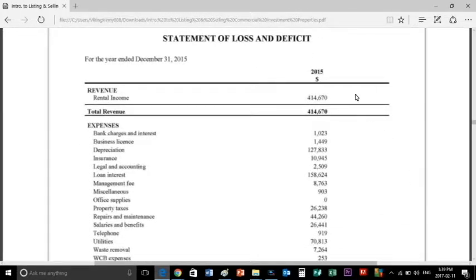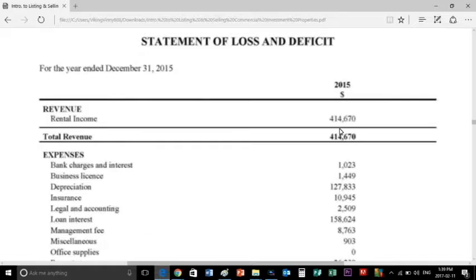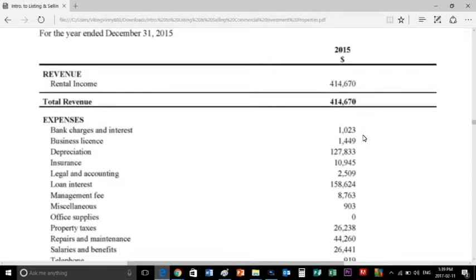So here we have a statement of loss and deficit for the year ended December 31st, 2015. Revenue, rental income in 2015, was $414,670, and that is also the total revenue. We go down to the expenses. Let me see if I can increase this here so you can see it better.